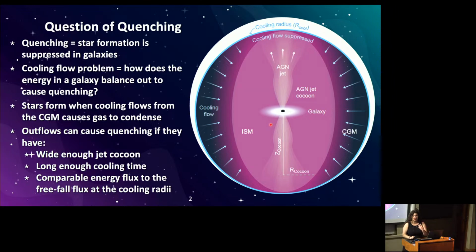Now, in order for these jets to exert enough energy in order to counter this cooling flow, they need to meet three key criteria. They need to have a wide enough jet cocoon, essentially meaning that they're big enough. They need to have a long enough cooling time. If they're too short, then that means they'll burn themselves out too quickly and they won't successfully quench the star formation. And they need to have a comparable energy flux to the free fall flux of the cooling radii, which essentially just means that they need to be powerful enough. The energy needs to be enough in order to counter the cooling flow surrounding it in the CGM.